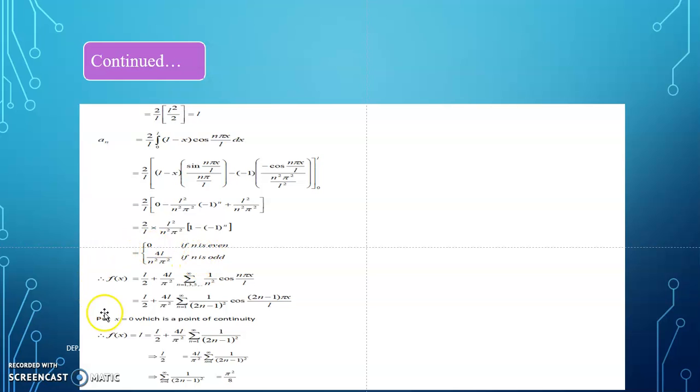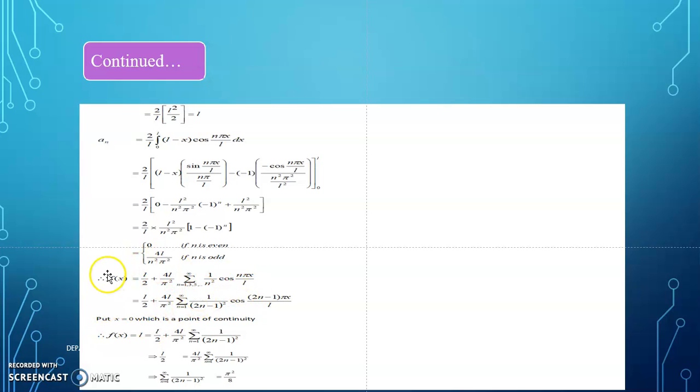Now we have to write the Fourier series. F of x is equal to a naught by 2. A naught value we already found out as L. So L by 2 plus summation, this is only valid for n is odd, so take n is equal to 1, 3, 5 up to infinity, 4L by n square pi square cos n pi x by L. So this is our Fourier series.